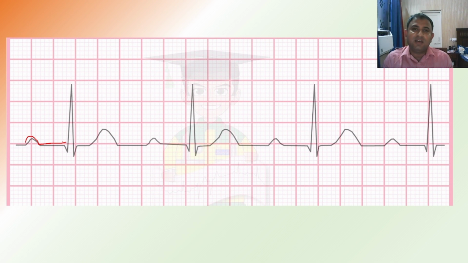It is only that the conduction of the impulses slows down. So in this, when the PR interval increases greater than 200 milliseconds, it will be called the first degree AV block. You see this? So it is greater than 5 small squares. So greater than 5 small squares will be first degree AV block.